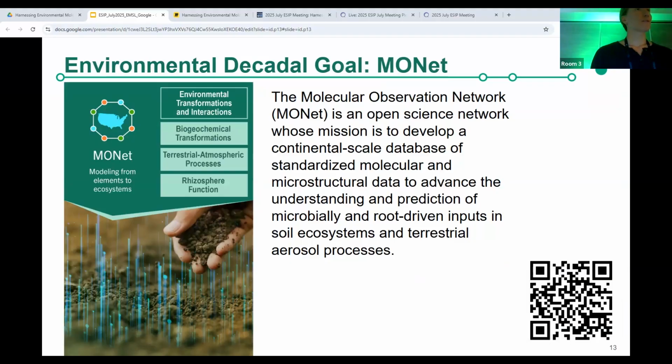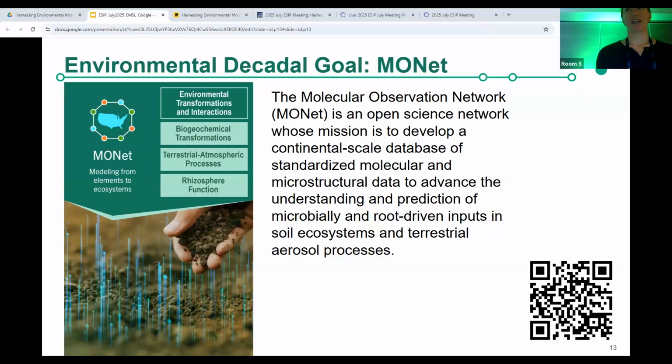Lastly, the decadal goal for the environmental sciences is the Molecular Observation Network, or we call it MONET, and that's developing a continental scale database of standardized molecular and microstructural data, to advance our understanding of soil ecosystems as well as terrestrial aerosol processes and rhizosphere. So this is actually a project that I manage, so I know the most about it, if you have questions about it.